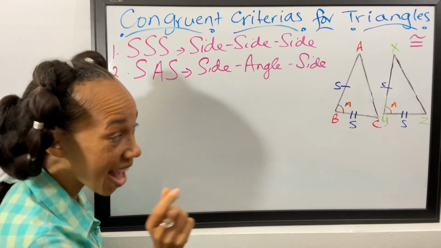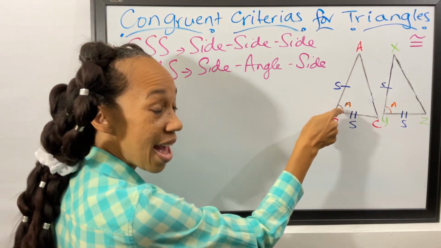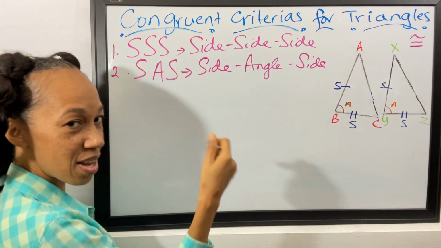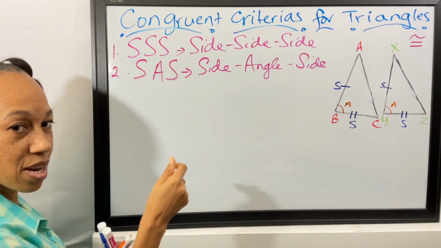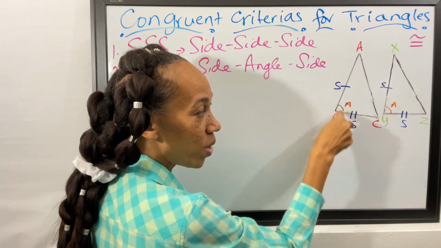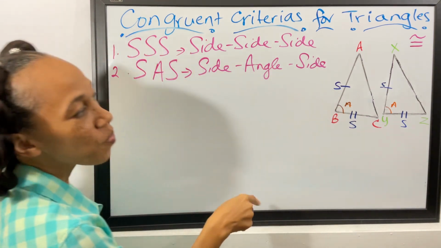Now that SAS, see, it must be in this form. The angle is in the middle, okay? Where do you want to be? In the middle or on the back? Let's stay in the middle. So the angle is in between the 2 sides, SAS, all right?